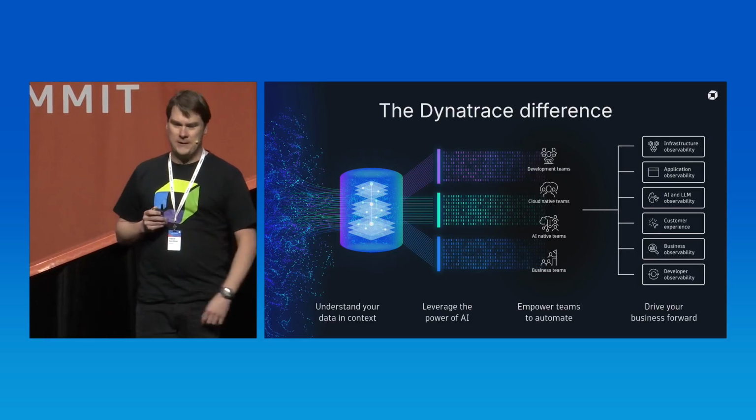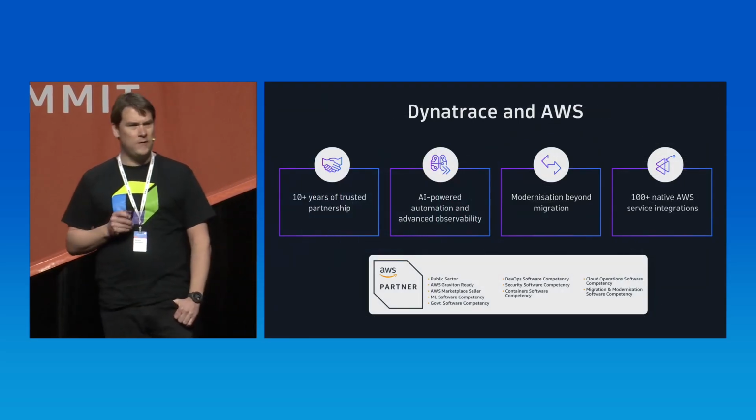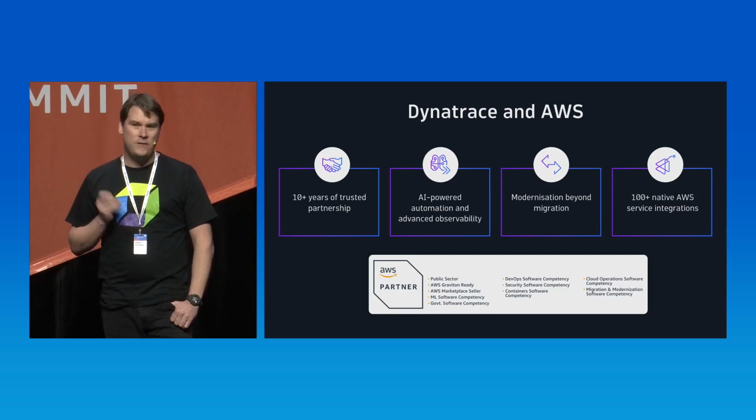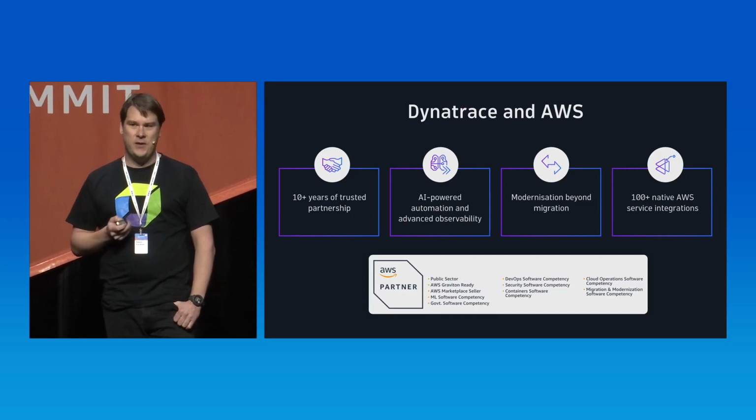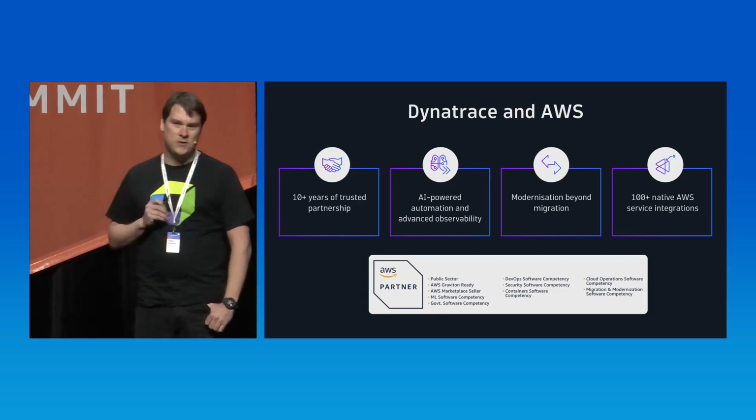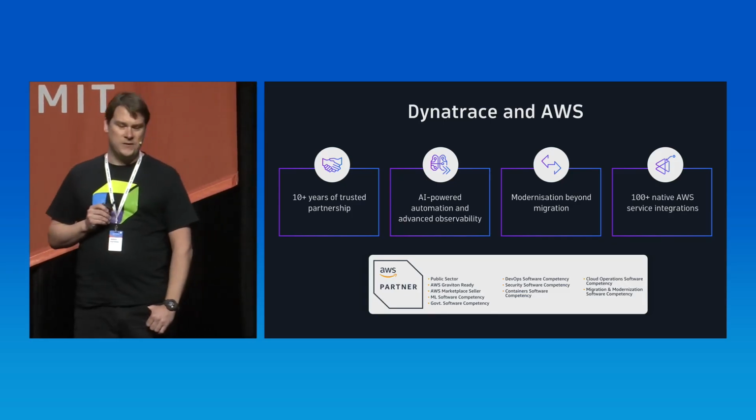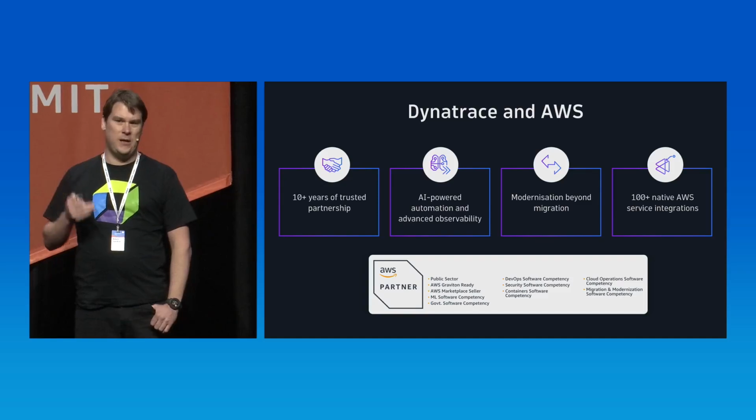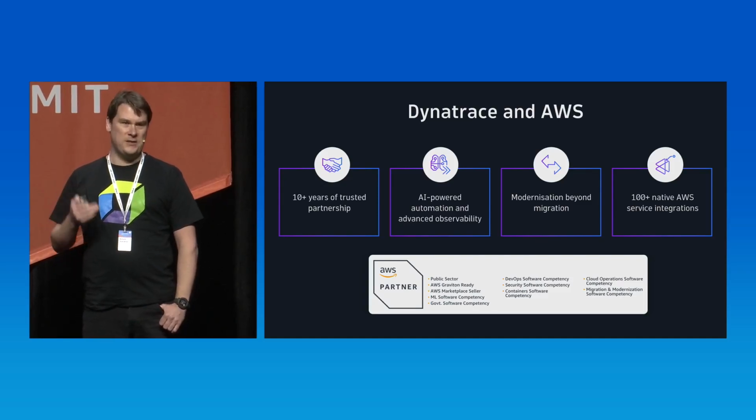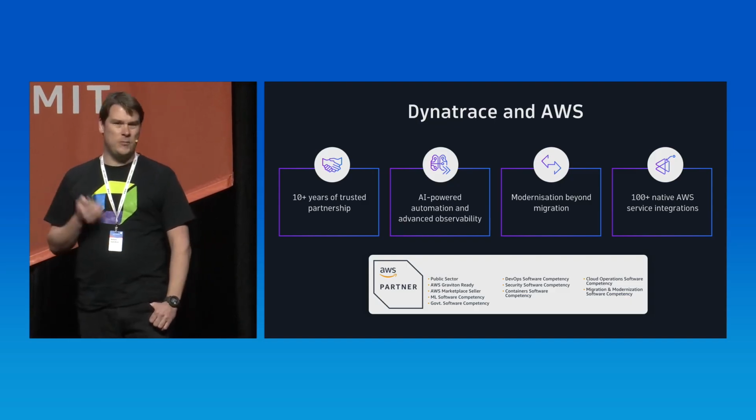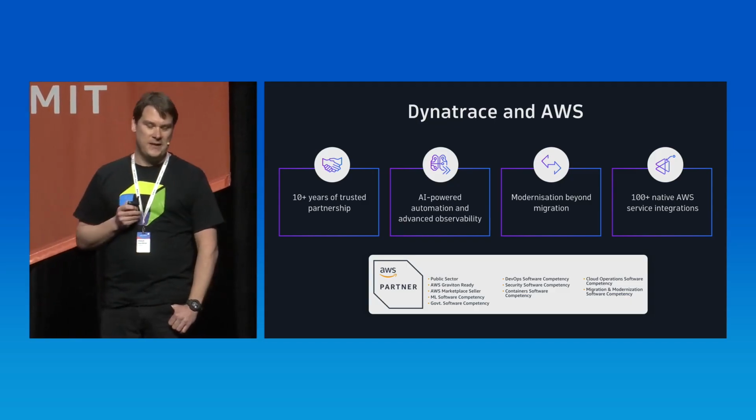Now, in terms of Dynatrace and AWS, I've been with Dynatrace for 12 years now, and for 10 of those years, we've had very deep integrations and partnerships with AWS. I'm not going to read them all out. You can see on the bottom of the screen there, we've got lots of competencies, and it's really about modernizing beyond just a migration, beyond that lift and shift. How do you, as you're moving to AWS, as you're leveraging the existing and new capabilities of AWS, how do you get the most out of that with an observability lens?